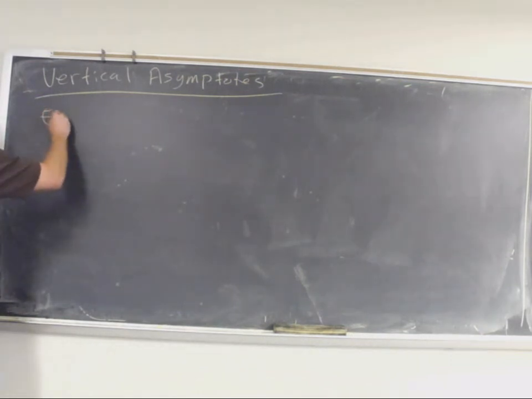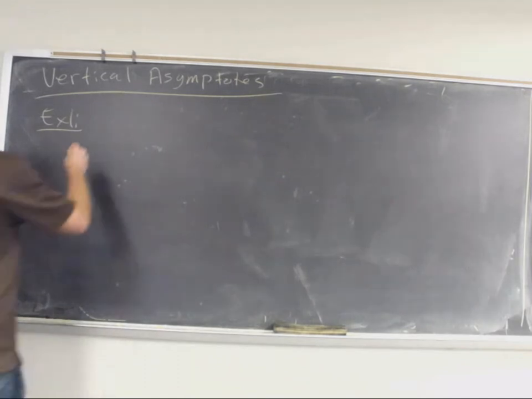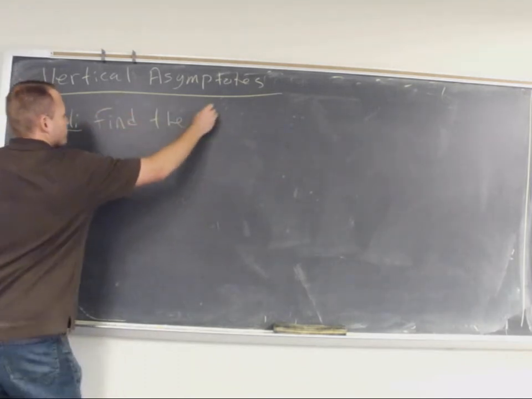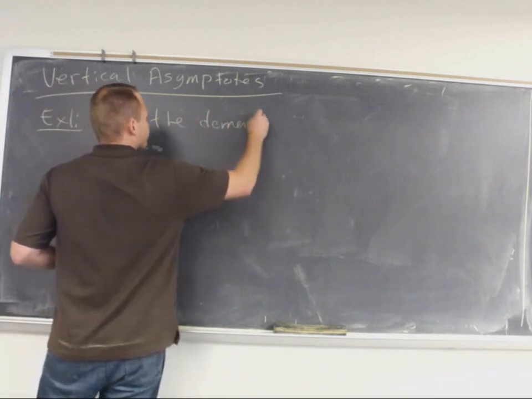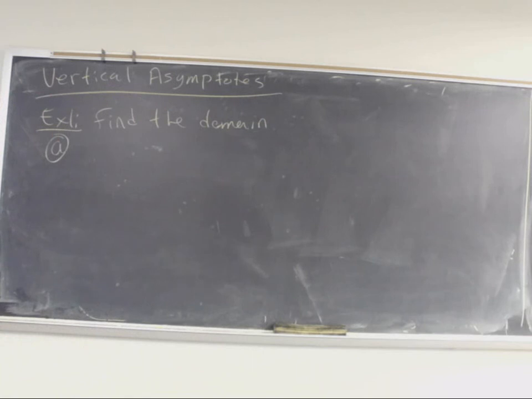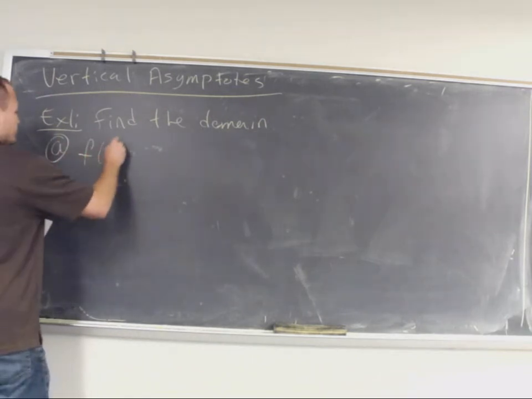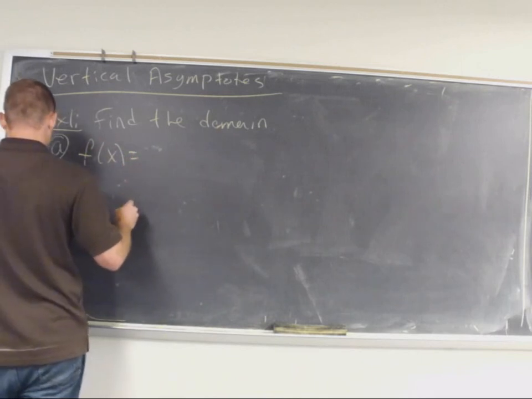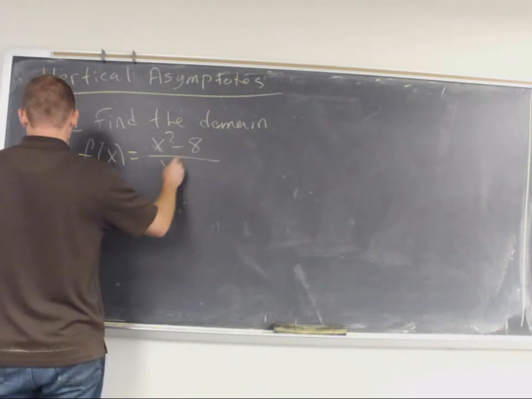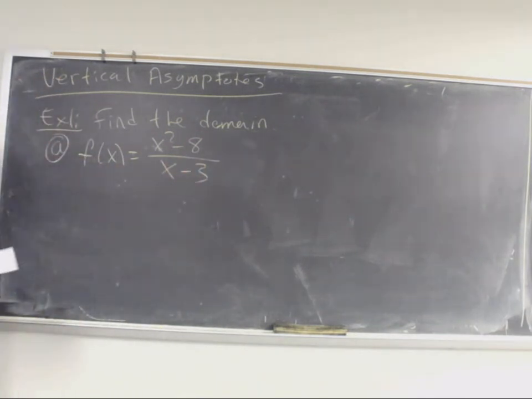So what I want to do first is just look at an example and refresh ourselves on how to find the domain of a rational function. And let's just say example 1, find the domain. And we'll look at 2 examples of this. The first one, let's call it f of x is equal to x squared minus 8 divided by x minus 3.